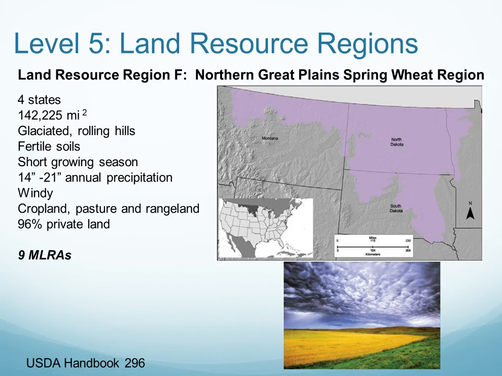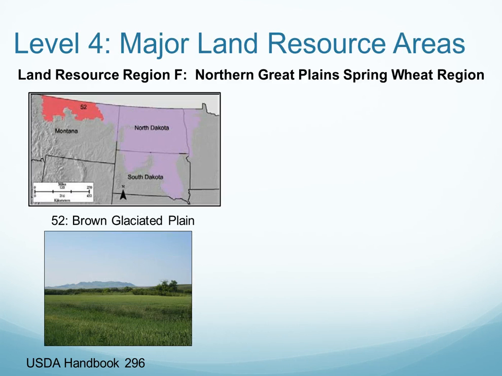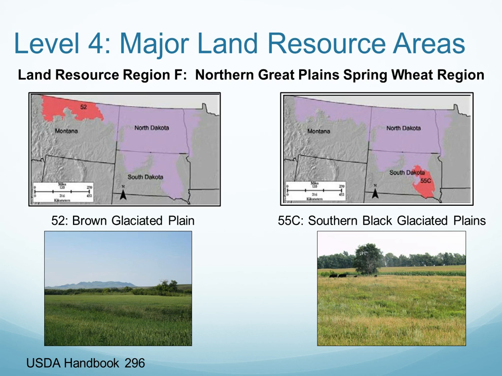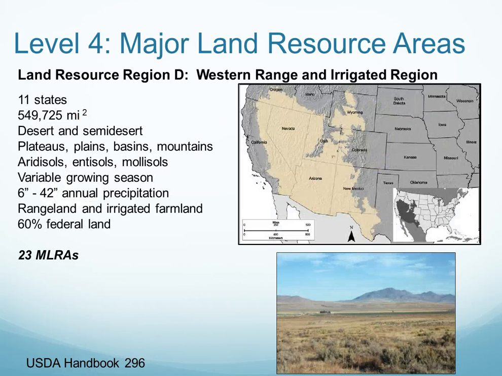This land resource region includes 9 major land resource areas, and so we're going to just briefly take a look at just a couple of them. To the west, the farthest west major land resource area is 52, the brown glaciated plain, and to the east and south we have the southern black glaciated plains. You can see from these images that they do share certain characteristics in that they are rolling hills dominated by grasslands.